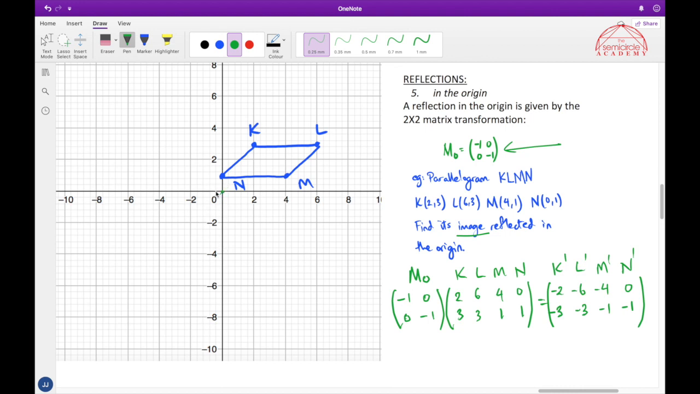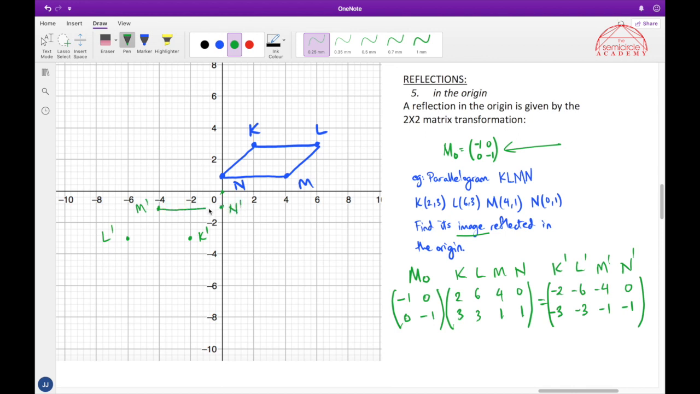Let's try K prime. That's negative 2 on the X, negative 3 on the Y. Puts it about here. So this is our K prime. The L prime, negative 6 on the X, negative 3 on the Y. So over here, that gives us our L prime. M prime, negative 4 on the X, negative 1 on the Y. So that puts it about here. And that is our M prime. And then N prime is 0 on the X and then negative 1 on the Y. So N prime over here.